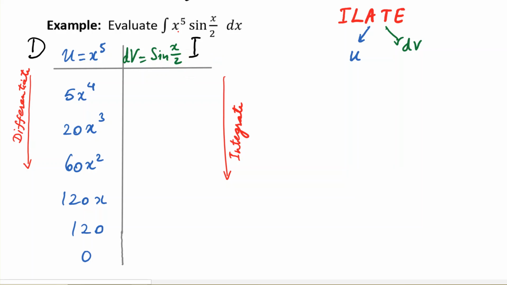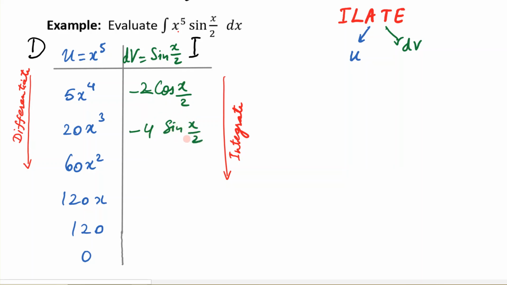So if you integrate this, the first integral would be, integral of sine is negative cosine x over 2, and also we need to divide by 1 over 2. So in this case, we get negative 2 cosine x over 2. Similarly, for the next one, integral of cosine is sine. So we get, and another 2, so we get negative 4 sine x over 2.